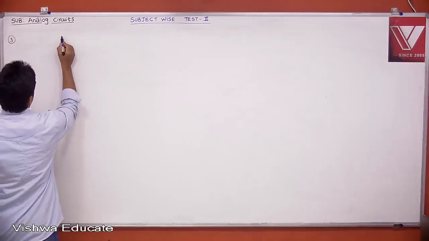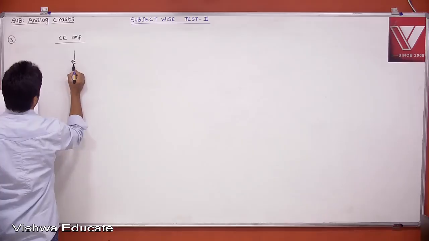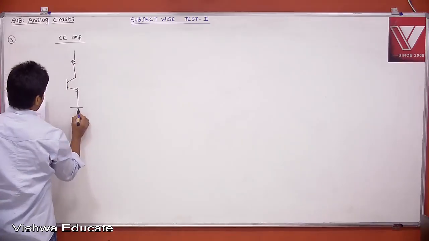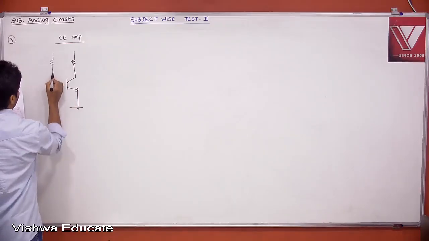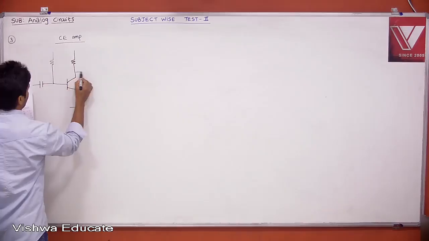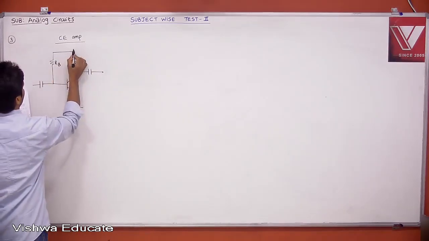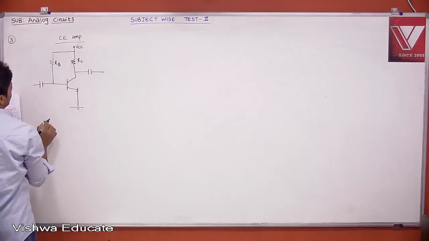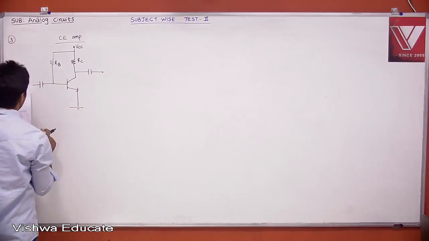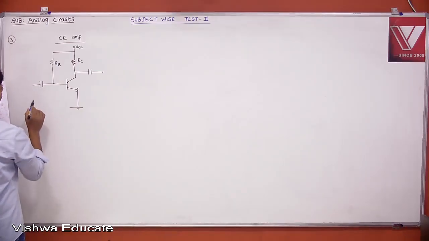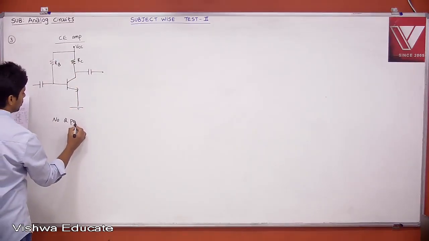Okay. If you take a CE amplifier, it's a fixed bias circuit or whatever it may be. This is your RC, the bias resistor RB, and this is your VCC, without any combination. Then this is your input. If you take the DC circuit, there is no Q point stability.